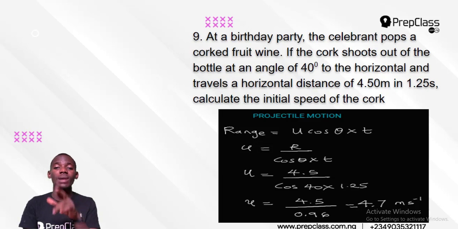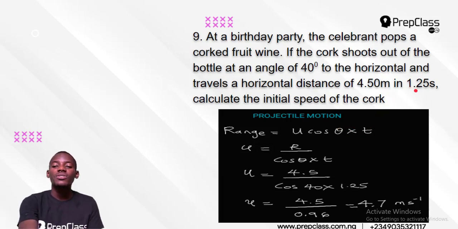You might want to remember this formula by putting it down in a book separately. Range is u cos theta times t, and that is the formula that has the time. Okay, so let's see. I'm trying to find my initial speed. That's my u, because u means initial velocity.